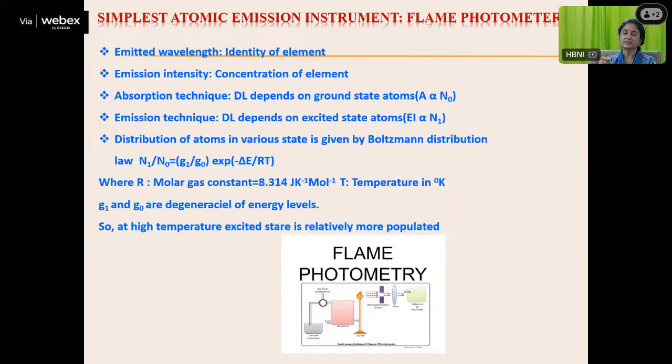Now you can see this is the simplest emission technique, the flame photometry. You may have known that flame photometry is used for alkali and alkaline earth metals, and even the flame test you are doing during your 10+2 level for salt analysis is nothing but an emission technique, where you can see barium gives a pale green. So that is nothing but the emission profile of barium.